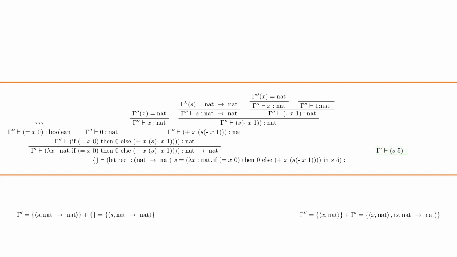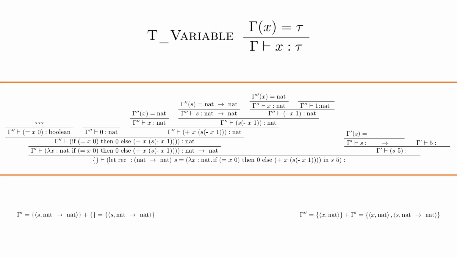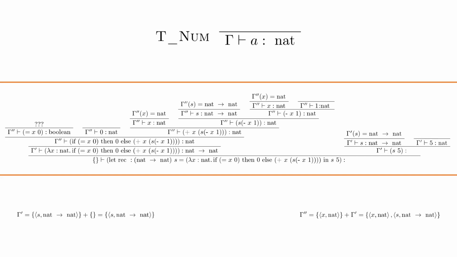This is an application, so we use the application rule. The rator has to be of some arrow type, and the rand has to be of the argument type to the rator. First, we'll check the rator, S. It's a variable, so we use the variable rule. Looking up S in gamma prime, not gamma prime prime. Gamma prime prime only existed within a sub-expression on the left. Looking up S in gamma prime, it's nat arrow nat, so we can fill that in here and here.